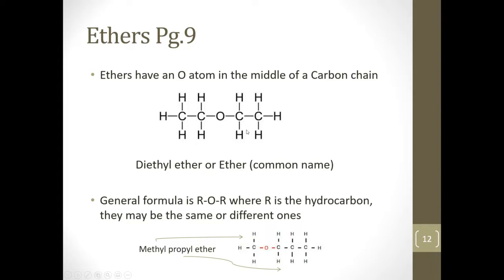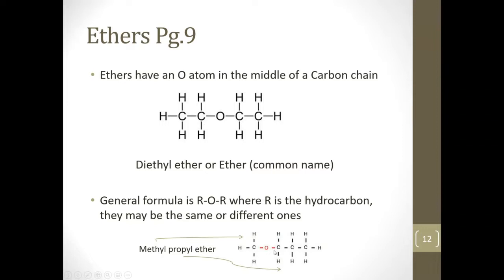So in this case here, to look at this, you see we have two carbons over here, which is an ethyl group, two carbons over here, which is another ethyl group. So in this case, the name for this is going to be called diethyl ether, or its common name that you probably would have heard is ether. The general formula for ethers is R, or the hydrocarbon, in this case ethyl, oxygen, and then another hydrocarbon. And again, R is the hydrocarbon, and they may be the same or they may be different. So in this case, both of these are ethyl groups, and it happens to be right in the middle, but it's not always that way.